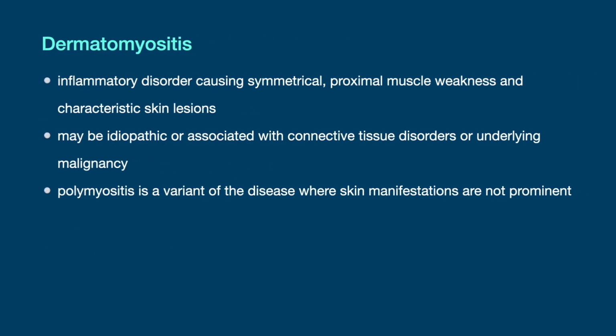The next condition would be dermatomyositis. This is an inflammatory disorder causing symmetrical proximal muscle weakness and characteristic skin lesions. It can be idiopathic or associated with connective tissue disorders or underlying malignancy, typically lung cancer, which is found in 20 to 25% or more if the patient is older. Polymyositis is a variant of this disease where skin manifestations are not prominent.